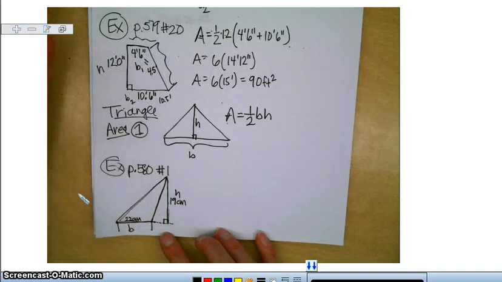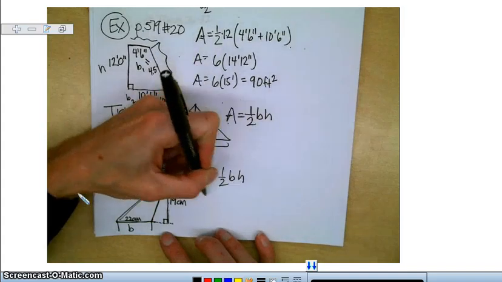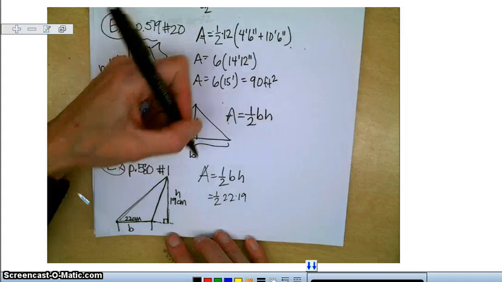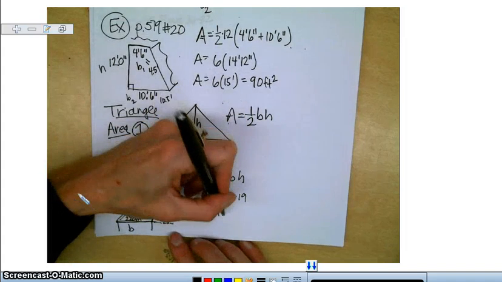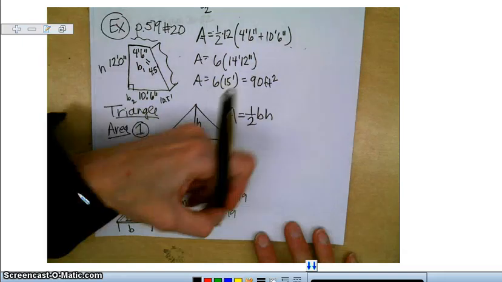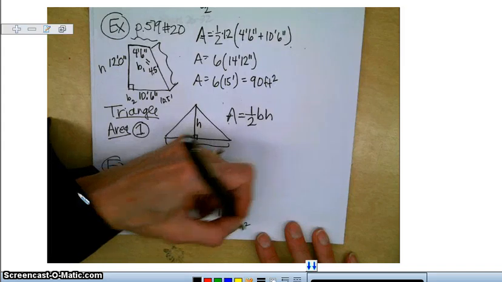So to find this area, we're just going to take 1/2 times the base times the height, and the base is 22 and the height is 19. So half of 22 is 11, 11 times 19. So the area of this is 209 centimeters squared.